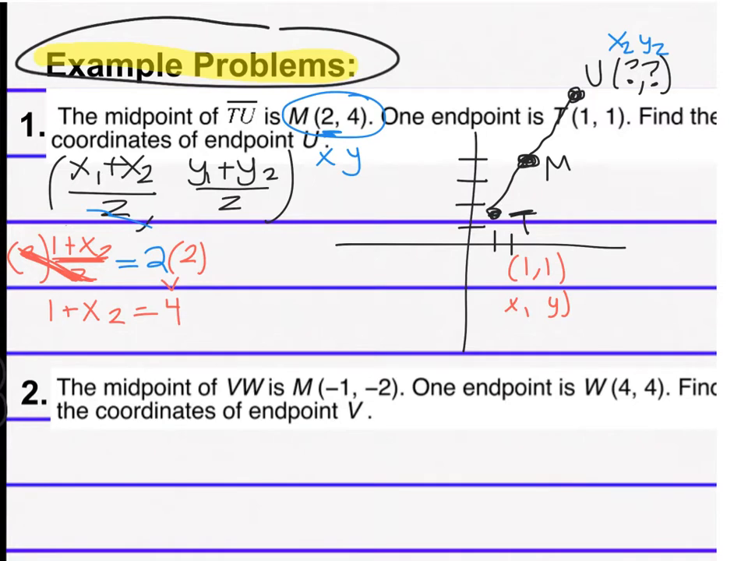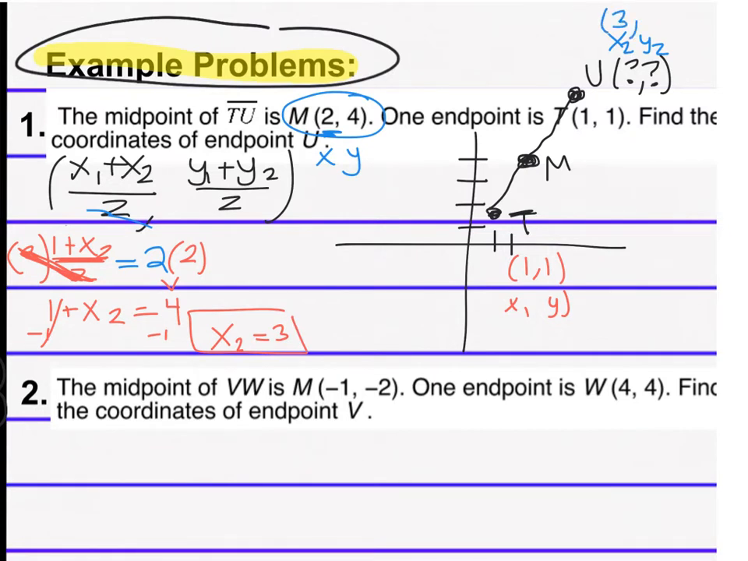From here, you might be able to do it in your head. 1 plus what gives you 3? Or you can minus 1 if you want to write it out. Your x2 is 3. So that means up here, the first part of my answer is 3.